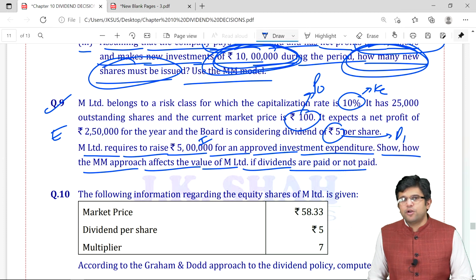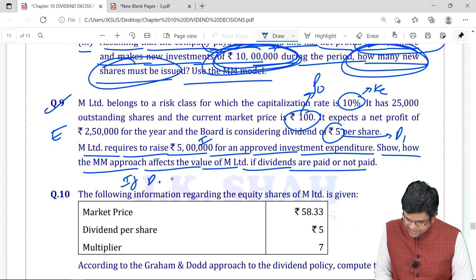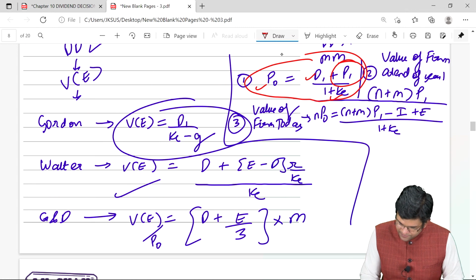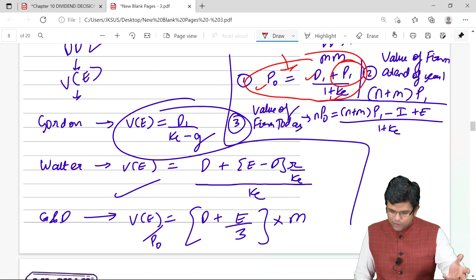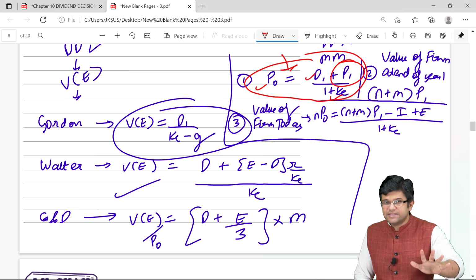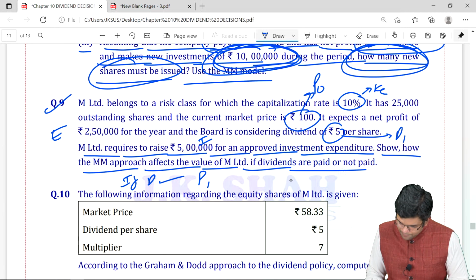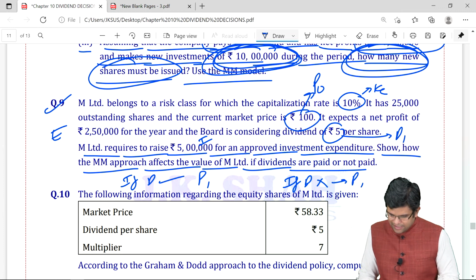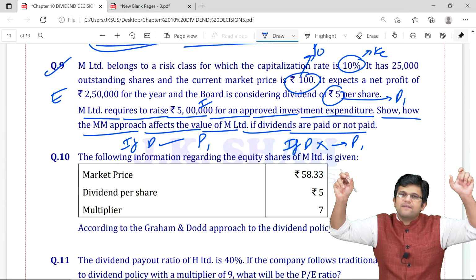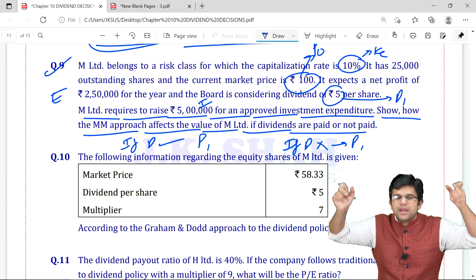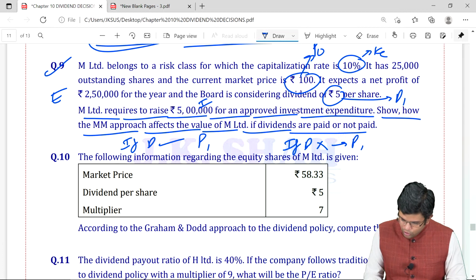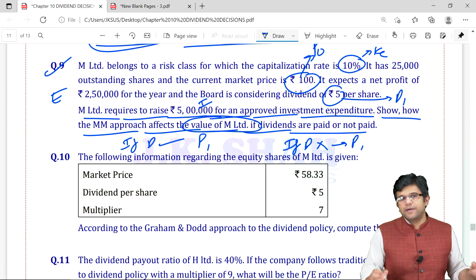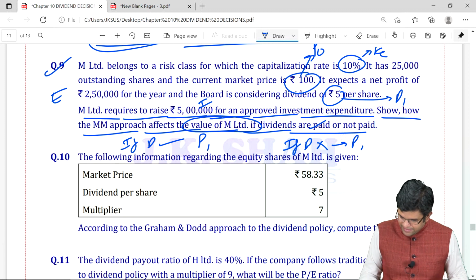First of all, children, what you should do? If dividends are paid, then calculate P1. Okay, calculate P1 using this formula. Everyone clear? Because D1 you have, K you have, P0 have, you can easily find out P1. Then again calculate P1 if dividends are not paid. Okay, if dividends are not paid, again calculate the P1. So now 2 P1s you have, correct? You have the 2 P1s. Now what you should do, they are asking you how the value of M Limited will not be affected. Show as per MM approach whether dividends are paid or not paid.